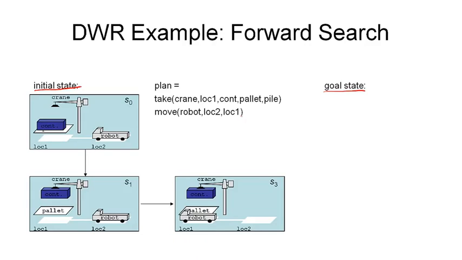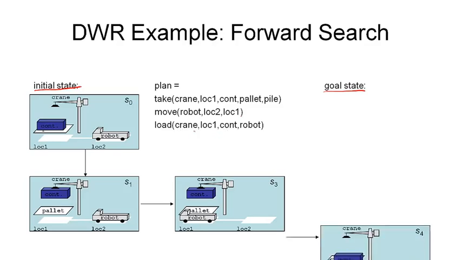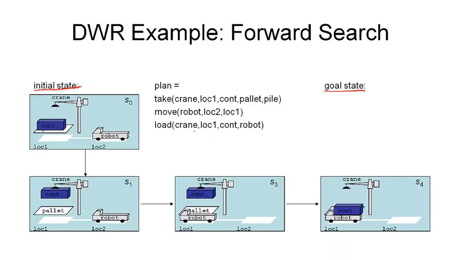We continue through the loop and see this is not a goal state. So we compute the applicable actions again. Now we try to load the container with the crane at the location. And we get a new state as a result. Now you can see the container is on the robot.